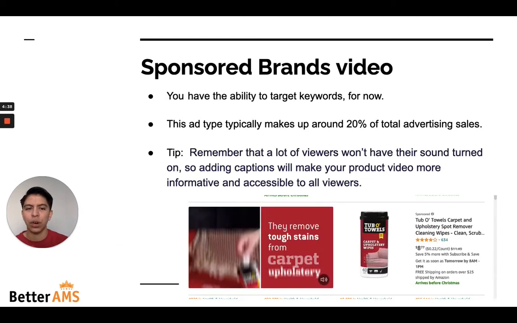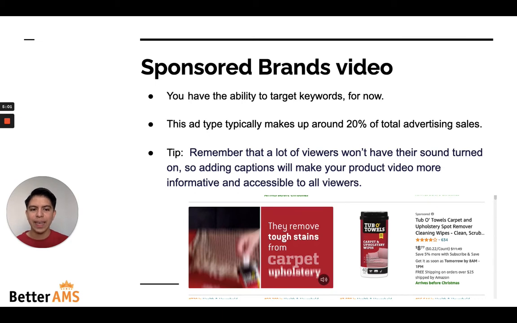You have the ability to target keywords. For now, we don't know if Amazon is going to enable product targeting and start populating these videos on product detail pages. For now, keywords only. This ad type also makes up around 20% of total advertising sales. And here's a tip for you guys. You will have a lot of viewers, right? Amazon will tell you how many impressions your ad generated.